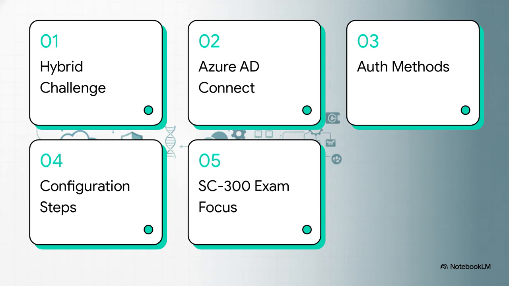Okay, here's our roadmap for today's explainer. First, we'll hit the Hybrid Identity Challenge. Then, we'll meet Azure AD Connect. After that, we'll talk about choosing your authentication methods. Then, a step-by-step configuration walkthrough. And finally, we'll wrap up with our SC300 exam focus.